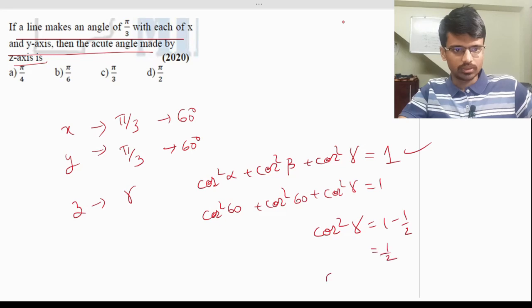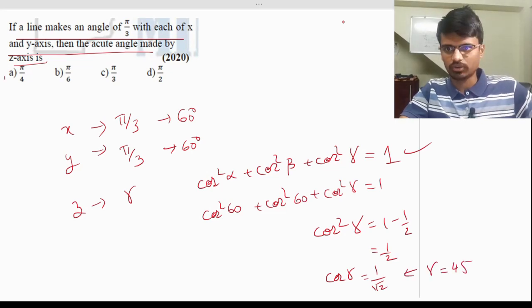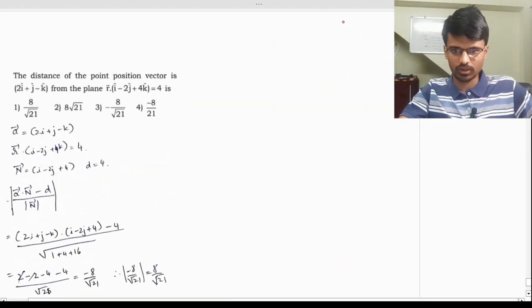So cos gamma is 1 by root 2. So it is 45 degrees, right? My gamma is 45. 45 is pi by 4. The correct answer is option A. So I think that is all I have got for today's session.